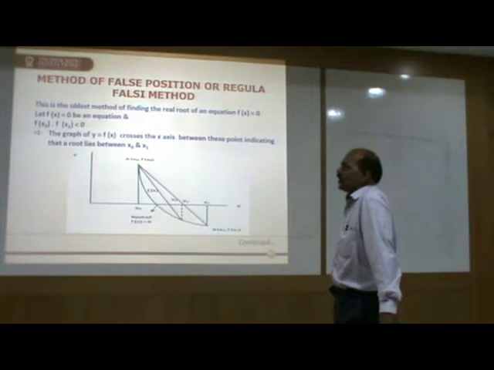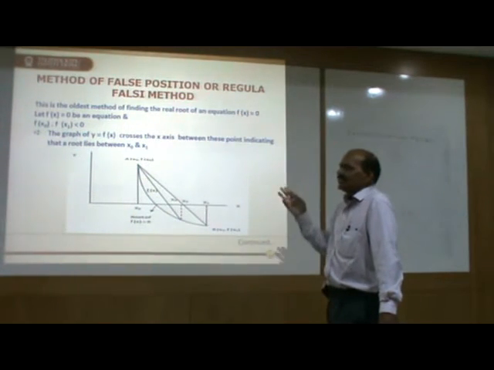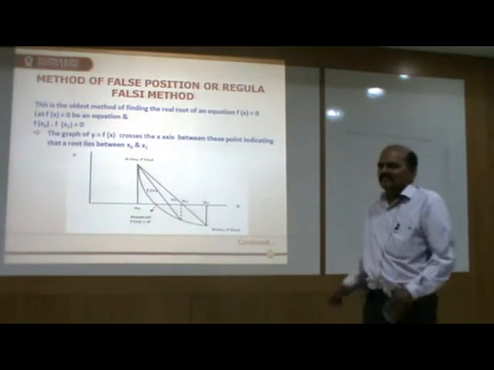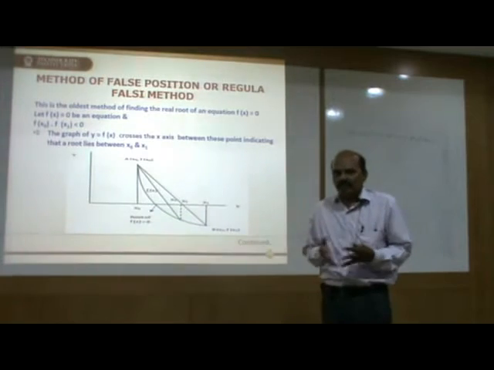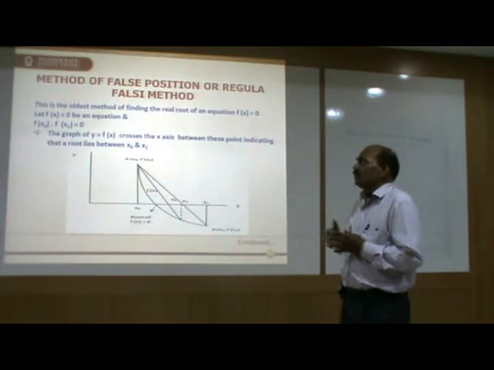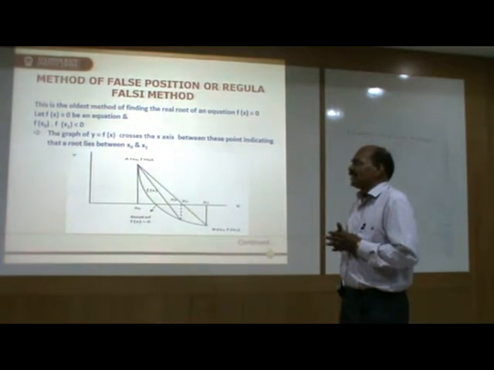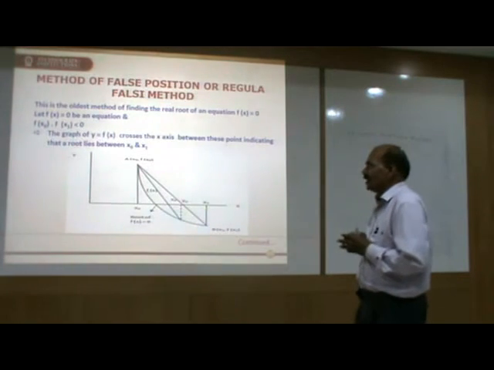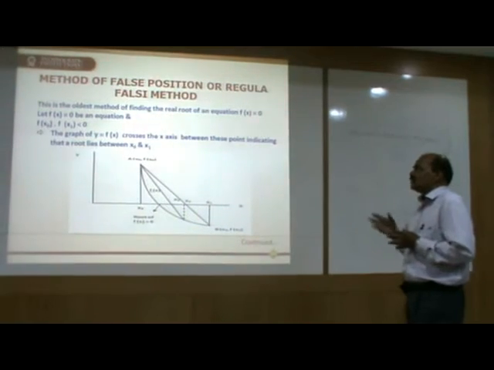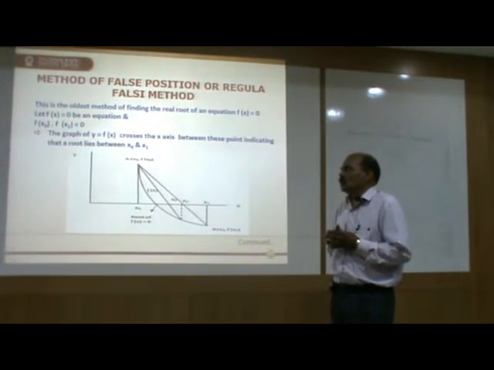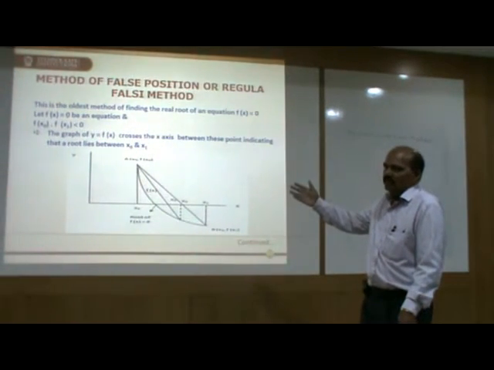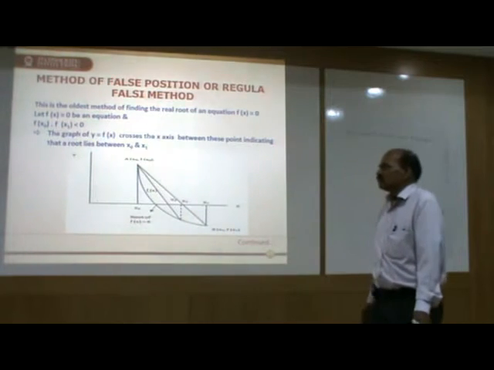If f(x0) into f(x1) is less than 0, then this says that a root lies between x0 and x1. This is done with the help of the intermediate value property, which I have not shown here. It is a very small property. And if f(x0) into f(x1) is less than 0, then this indicates that the graph of the curve y = f(x) crosses the x-axis between these points, indicating the root lies between x0 and x1, which I have shown in the figure given in the PowerPoint presentation.